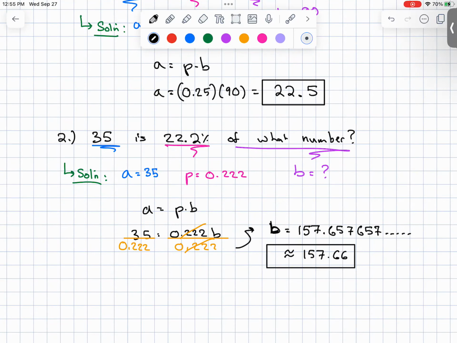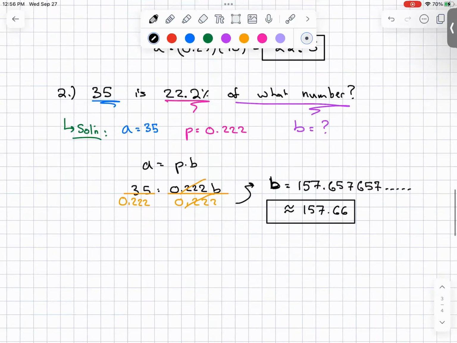Now they'll tell you on the problem statements, as per usual, how many places you should round to. But in class, I just usually round to 2 decimal places. Any questions on those? Good.